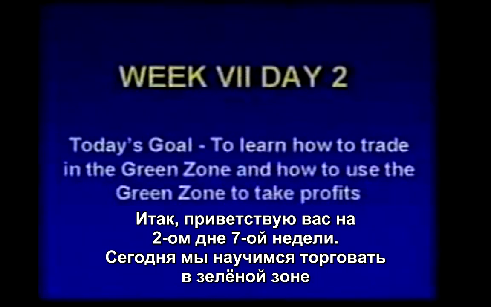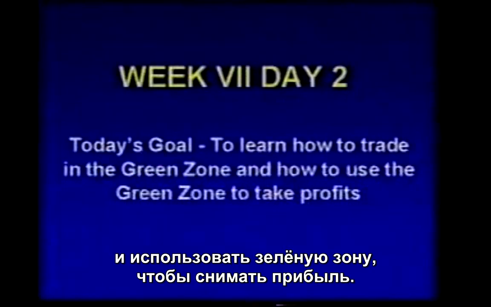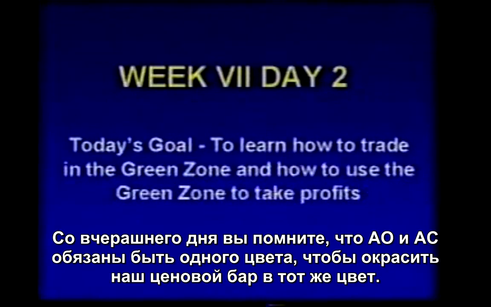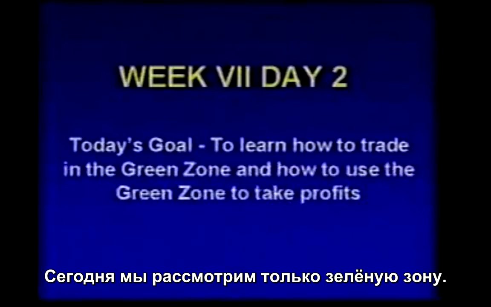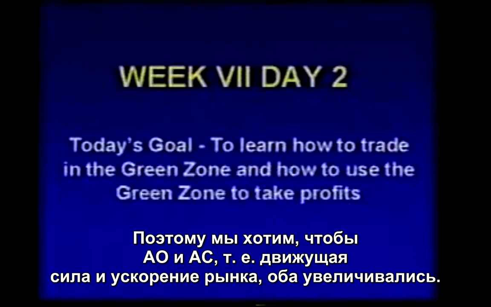Okay, we're back at day 2 of week 7. Today we're going to learn how to trade in the green zone and how to use the green zone to take profits. Remember, just reviewing from yesterday, the AO and AC must agree to paint your price bar the same color. Now today we're only interested in the green zone, so we want our AO and AC, meaning the momentum and the acceleration of the market, are both increasing.